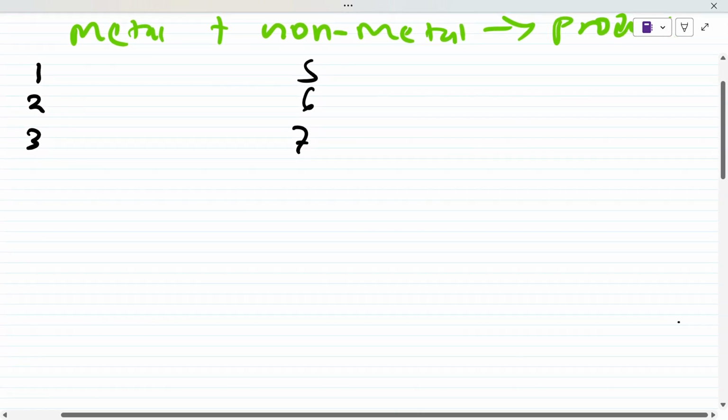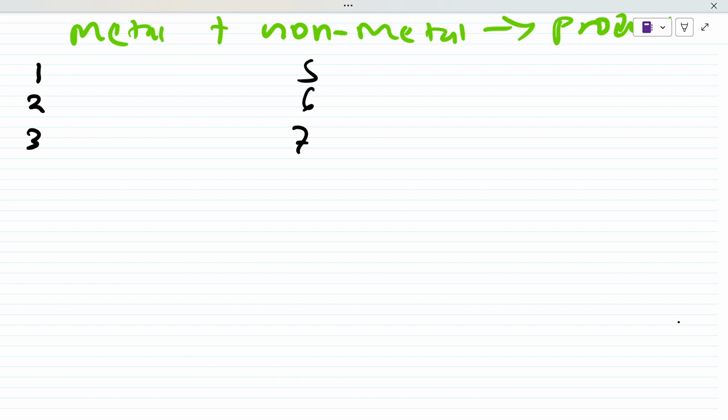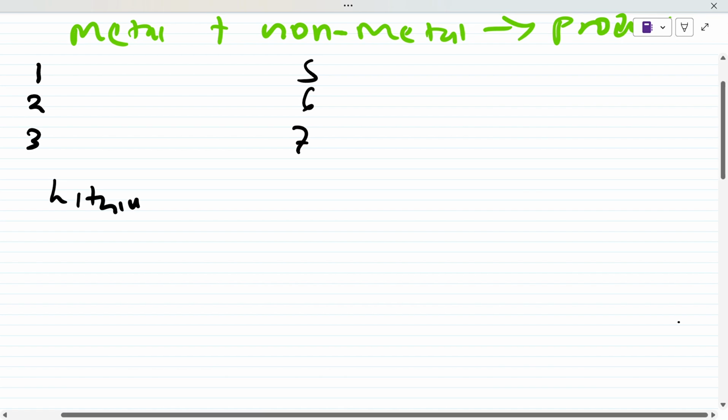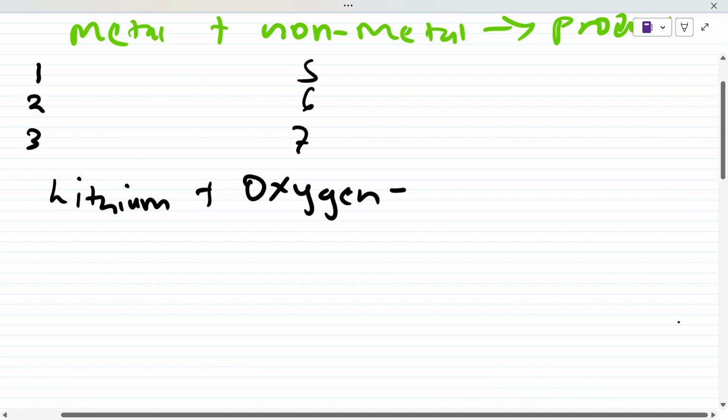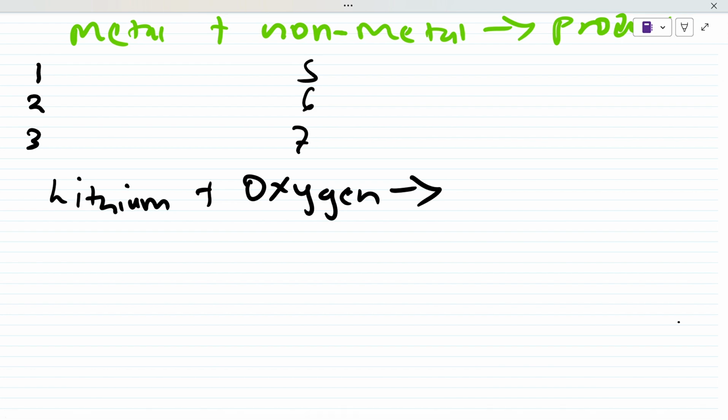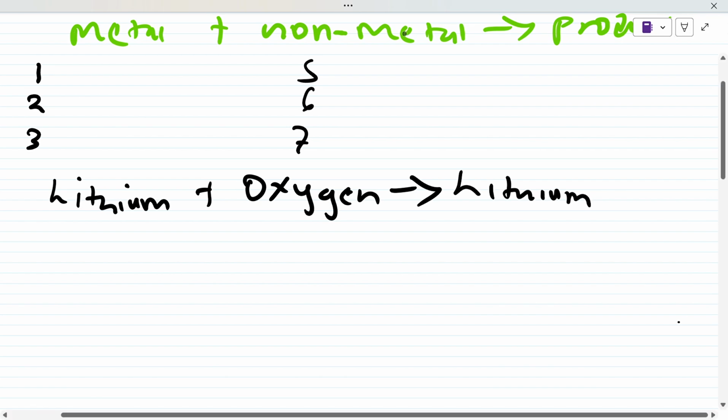So my work is just to go and look for those elements in the periodic table. Now, if I decide that I'm going to react any metal, for example, I can take metals in group 1. I can take lithium. So I'll have lithium. Then I react with any non-metal, which is oxygen. When I react a metal and oxygen, I'm going to form an oxide of that given metal. So it is going to be lithium oxide.